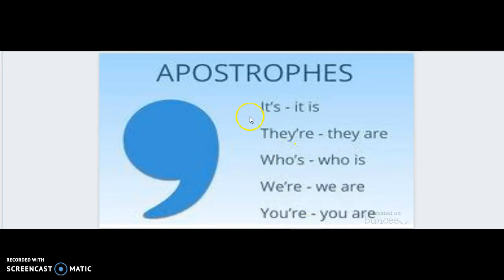We can also do contractions this way. So it is, we need an apostrophe there. There, they are, whose, who is, we're, we are, and your, you are.